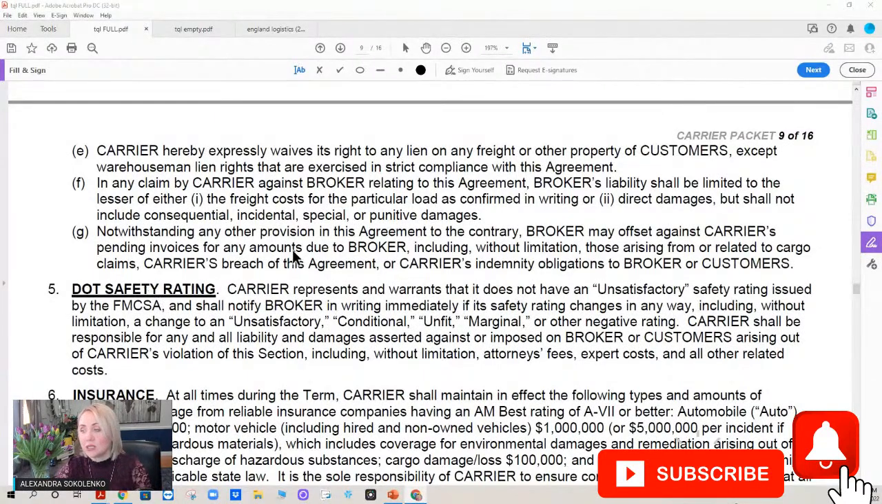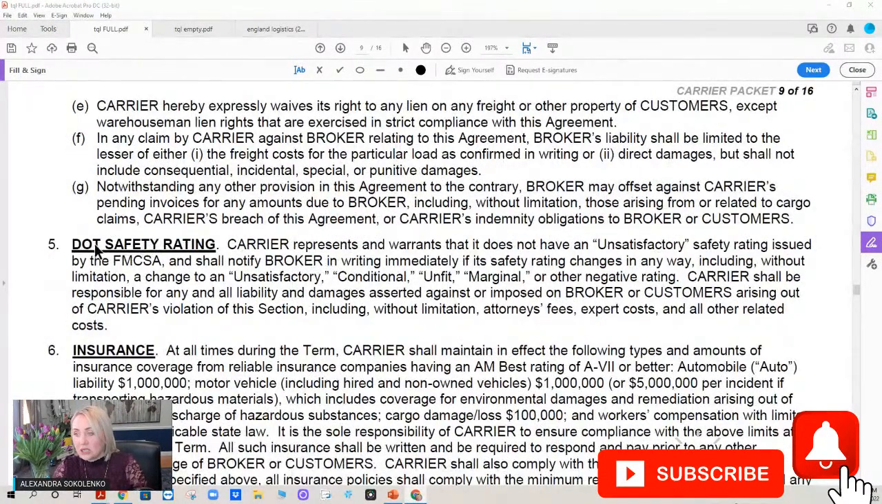But pay attention to this. The DOT safety rating. They are saying that if you have an unsatisfactory rating, they are not going to work with you. If you have a conditional rating, unfit, marginal, unsatisfactory. So now let's go back to this. How important it is to watch your safety records, because you might set up with TQL and they are giving you loads. Three months later, you call them and you are set up with them, right?